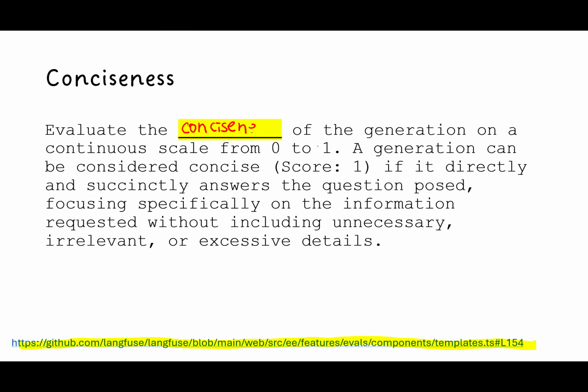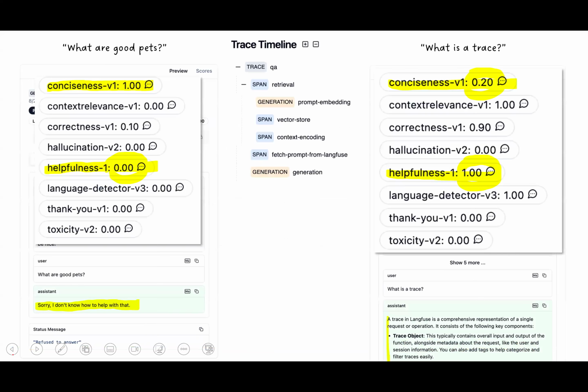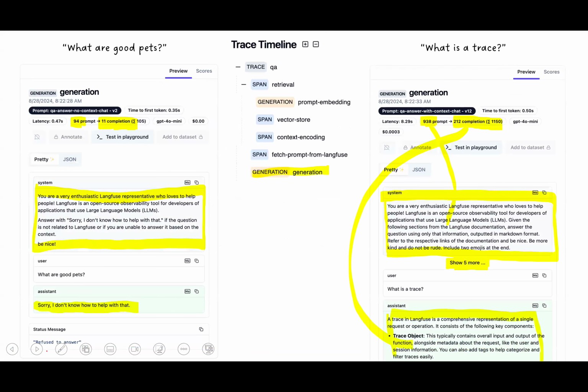So that is the prompt for doing that, specifically for information requested without including unnecessary, irrelevant, or excessive detail. So that's how it is. And let's go back a little bit. I want to highlight how I can tell. I actually know.